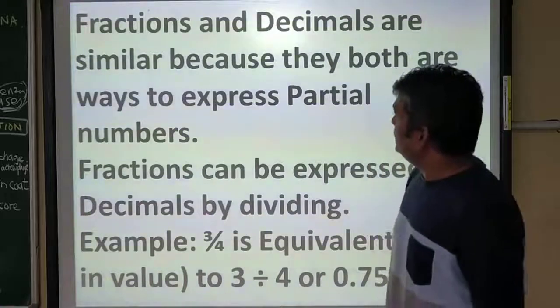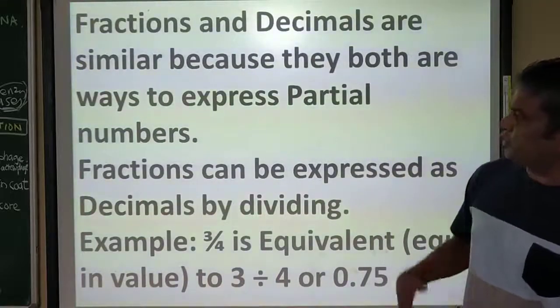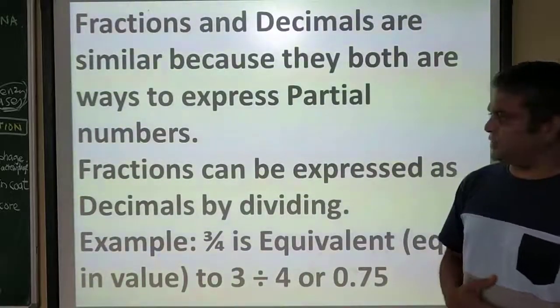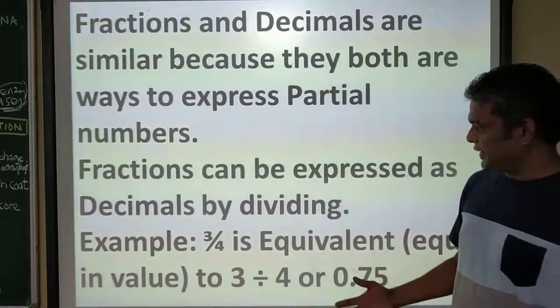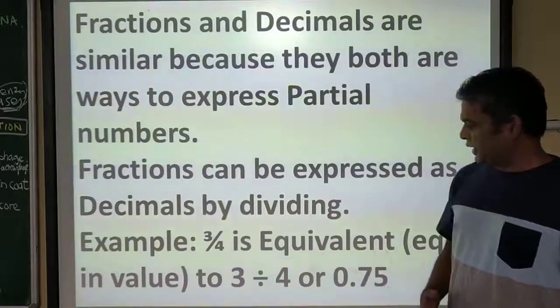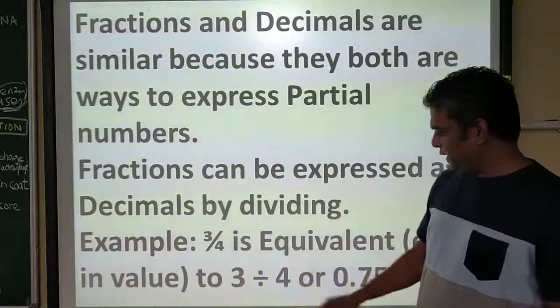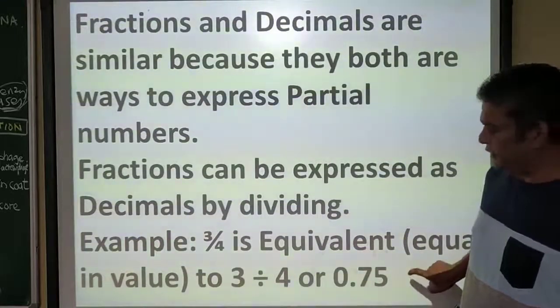Now, fractions and decimals are similar because they both are ways to express partial numbers. A part of something they express. Fractions can be expressed as decimals by dividing. Example, 3/4 is equal to 3 divided by 4, or when you divide this you get 0.75, which you'll learn later.